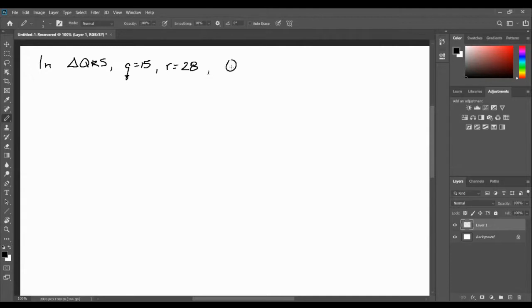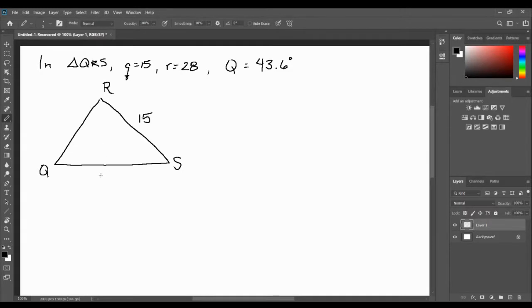And angle Q is 43.6 degrees. So what I do is I just draw a triangle. It won't be right, but it lets me visualize what's going on. So it's triangle QRS. They tell me side Q is 15, side R is 28, angle Q is 43.6 degrees.